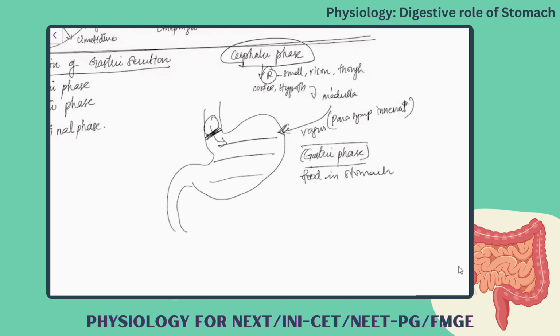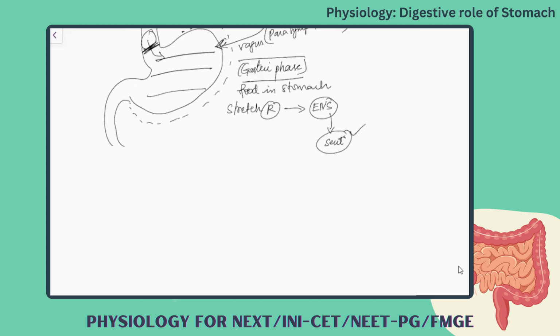Yes or no? So the distension of the stomach, because of the presence of food, increases the stimulus from the stretch receptors, and these stretch receptors stimulate the enteric nervous system, the Meissner's plexus and the myenteric plexus. Once these are stimulated, that results in the secretion of gastric juices. So this will be of higher strength than that of the cephalic phase.